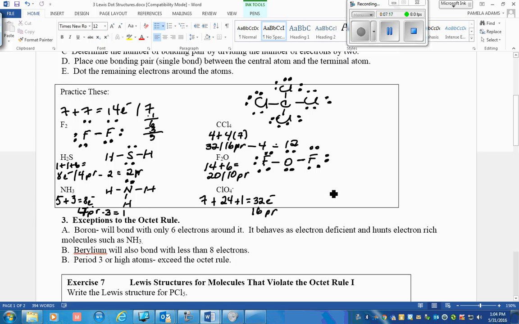Chlorine will be the central atom, and the oxygens will surround it. It's a nice symmetrical molecule. I will use 4 of my electron pairs to hook them together. That leaves me 12 for my ligands.